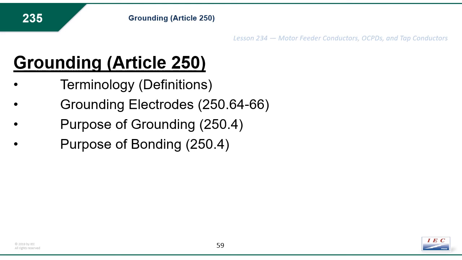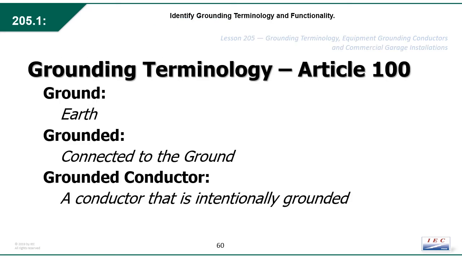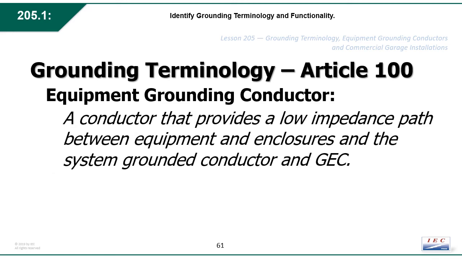Grounding, Article 250. We're going to look at terminology, grounding electrodes, purpose of grounding, and purpose of bonding. You'll see some questions regarding this on your exam. Terminology for grounding. Ground equals earth. That is what ground means. Grounded, connected to ground. A grounded conductor is a conductor that was intentionally grounded. I know this seems simple, but this is right out of the NEC Article 100. So knowing your terminology is going to be important for the exam.